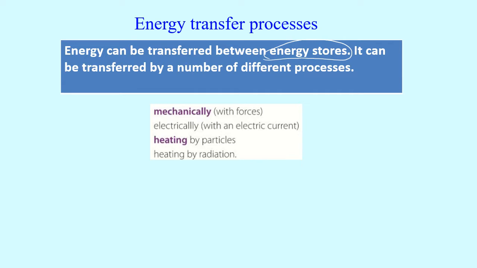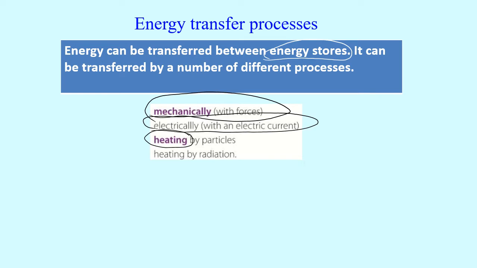One, as you can see, mechanically. That is where you are applying a force. You are moving something. So that is a mechanical transfer of energy. Electrically. So using electric current, you are doing some energy transfer there. And the third one is by heating. That heating can be by heating the particles directly or by heating by radiation. So these are the three ways in which generally energy is transferred from one store to another.